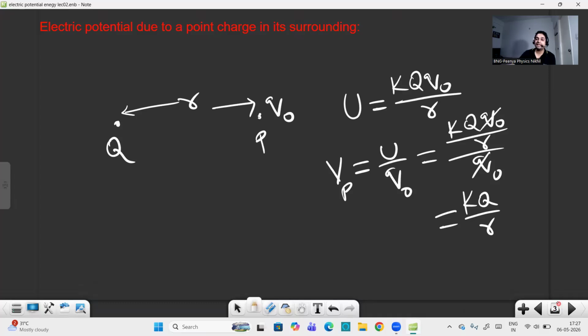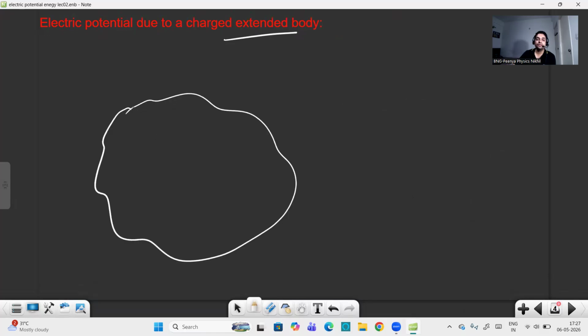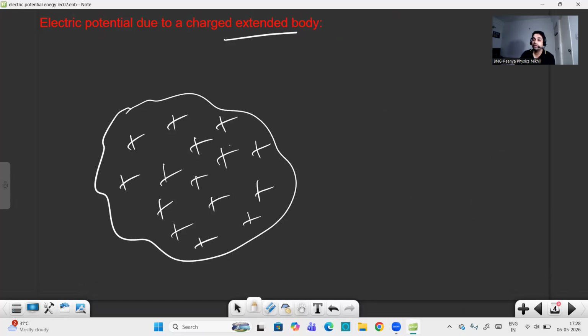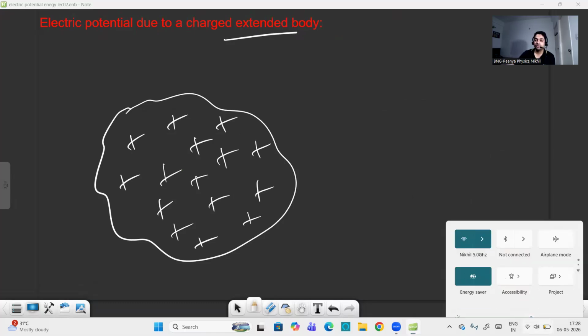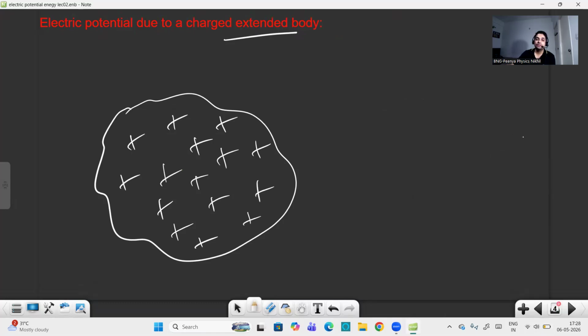Now, if there is an extended charged body, how do we find the electric potential? If a body is not a point but an extended body and it is charged, we cannot directly find it. Already we know that Coulomb's law is only applicable for point charges. In the same way we cannot find electric potential directly for an extended body.